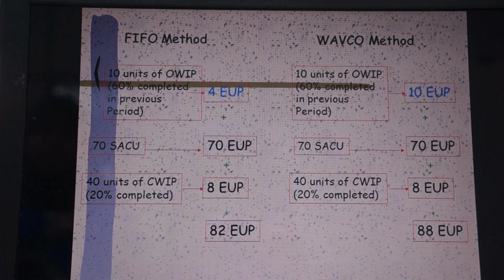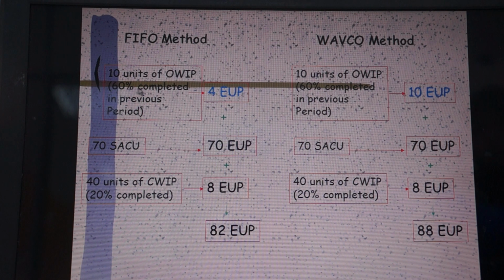Okay, in the FIFO method, this is the diagram to show you, very simple. If we have 10 units of opening work in progress, 60% completed in previous periods, we have 4 equivalent unit production here. So we calculate based on the incomplete process, the other 40% from the 60%. 40% times 10 units, we get 4 equivalent unit production.